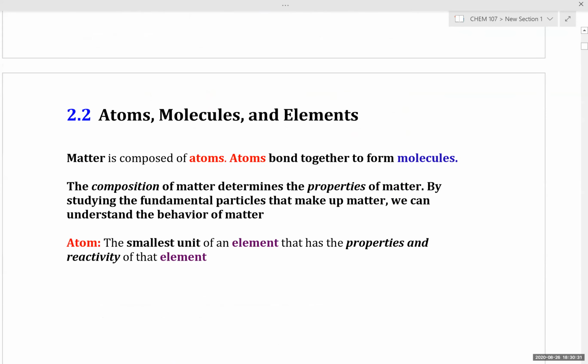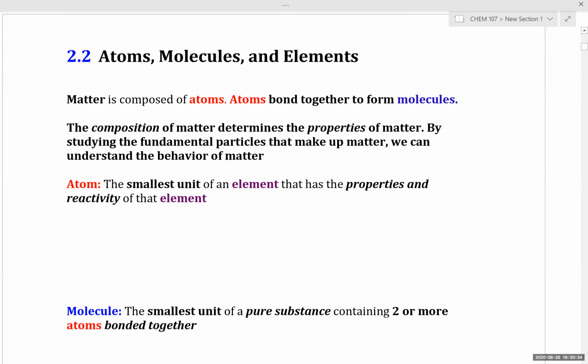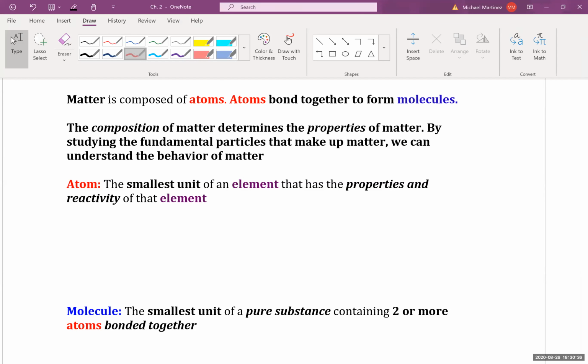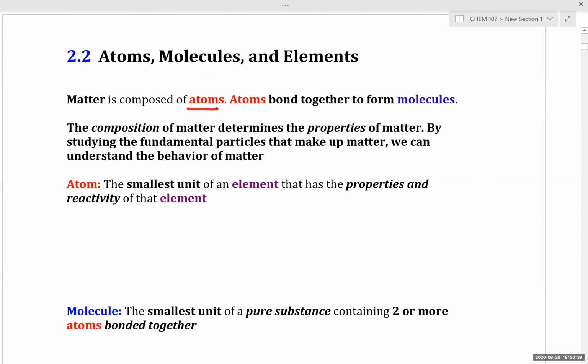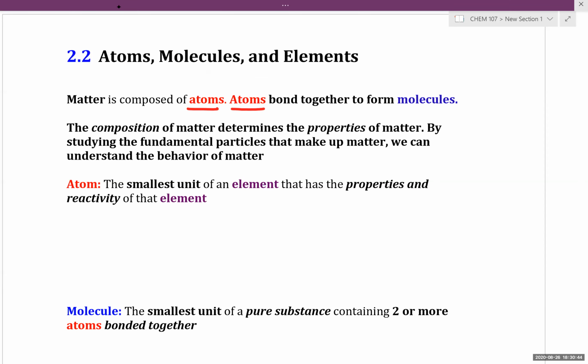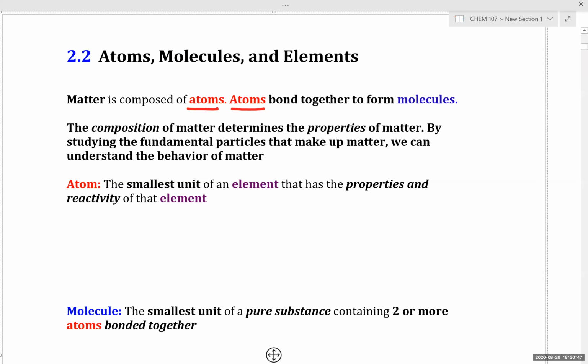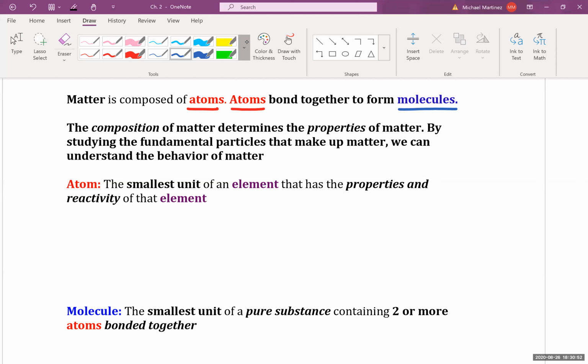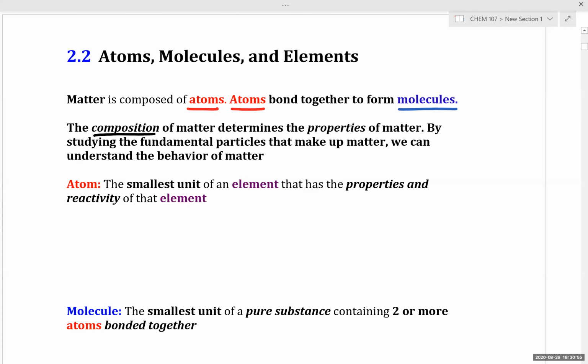Okay. So let's talk now about atoms, molecules, and elements. Matter is composed of fundamental particles called atoms. Atoms can be bonded together, linked together, to form molecules. Now, the central creed of chemistry is that the composition of matter determines the properties of matter. By studying the fundamental particles that make up matter, we can understand the behavior of matter. This viewpoint is also known as reductionism.